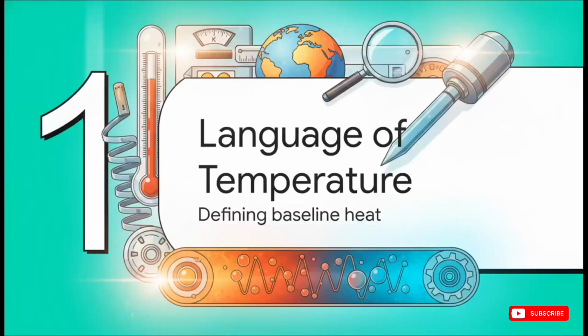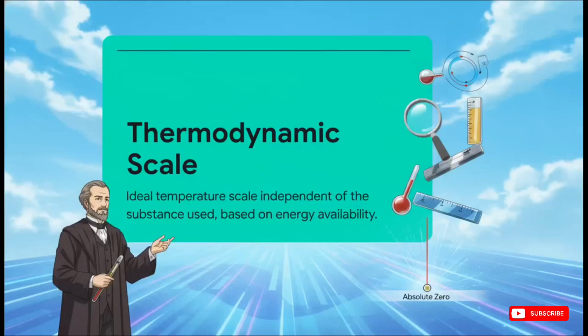All right, let's kick things off with section 1, the language of temperature, where we define our baseline of heat. Because before we can build an instrument to measure heat, we all have to agree on how we actually quantify it. At the very foundation of all our measurements is the thermodynamic temperature scale. You see, early temperature scales were kind of all over the place, entirely based on things like how much a specific metal bar expanded or how a particular gas behaved.